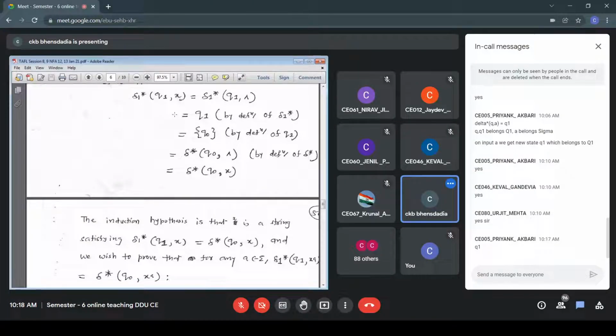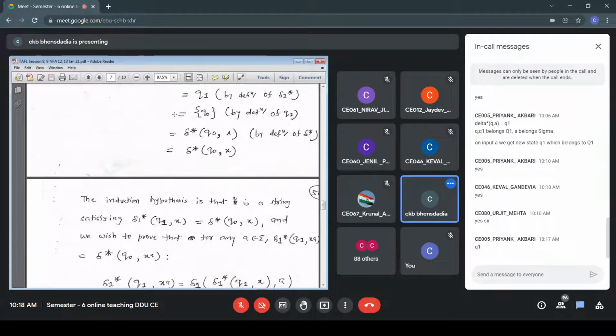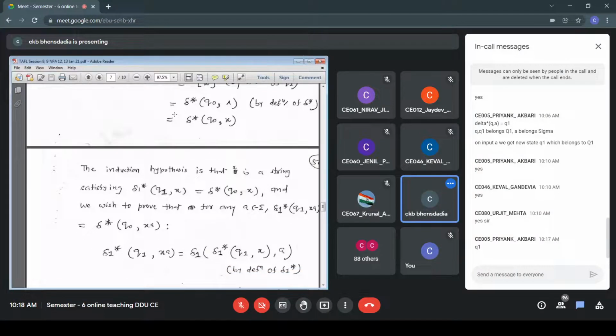So delta 1 star q1 xa equal to delta star q0 xa. Now delta 1 star q1 xa is delta 1 star q1 x comma a, that is by definition of delta 1 star in the case of DFA. When we say delta 1 or delta 1 star, it means we are talking about M1. M1 is DFA. So we are taking the left hand side, which is delta 1 star q1 xa, and that is the property of this closure applied to delta star or delta 1 star here.